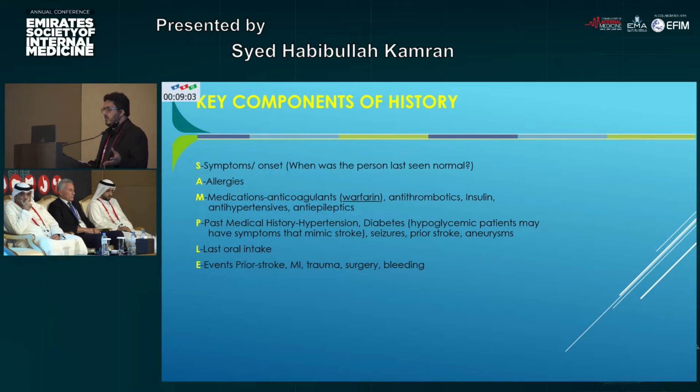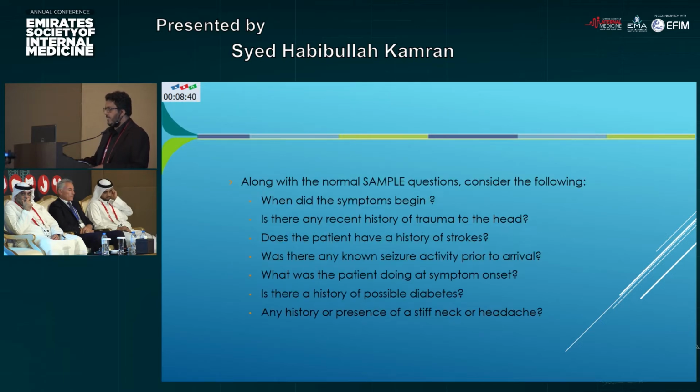Then, of course, about the risk factors and other medications. Last oral intake, because after TPA and these things, we need to keep the patient NPO. And then we will ask about any prior history of stroke to exclude, because there are some exclusion criteria: recent MI, trauma, surgery, and bleeding. Because if anybody has a recent bleeding or recent stroke, these are contraindications.